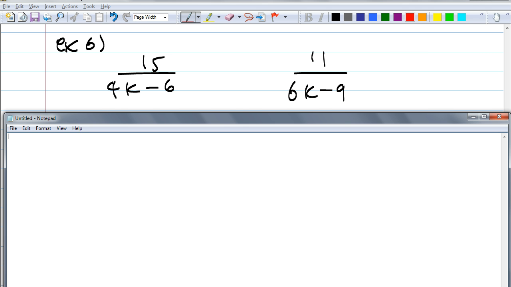15 over 4k minus 6, 11 over 6k minus 9. We want to find the LCD. This time, instead of numbers or monomials, we have binomials. So what are you going to do? Same thing. You're going to have to, what first? What do you have to do with the denominator? You must factor. Do we know how to factor these? You should all know how to do this. Everybody try. You guys remember factoring these binomials?